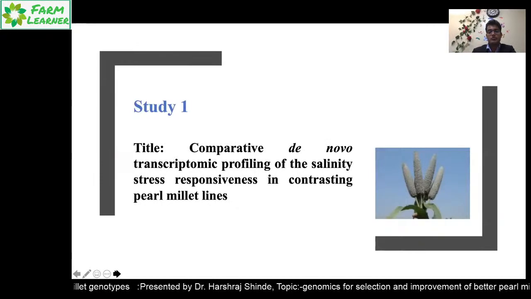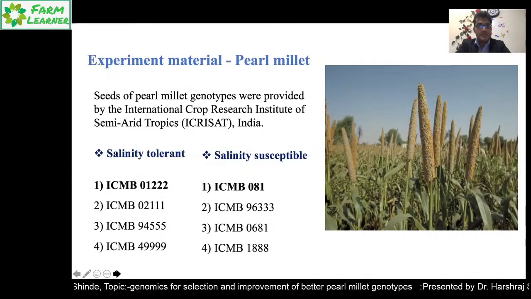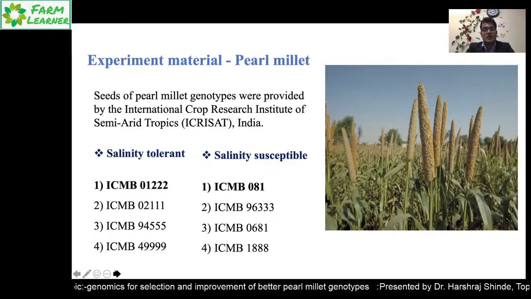First one is the comparative de novo transcriptomic profiling of the salinity stress responsiveness in contrasting pearl millet lines. Here we perform the RNA sequencing of different pearl millet lines. So, materials and methods, the seed materials of pearl millet. Initially in 2016, we got the seeds of pearl millet genotypes from ICRISAT, especially the pearl millet breeding station, Dr. Shashi Kumar Gupta. They provided us the pearl millet seeds for this study.